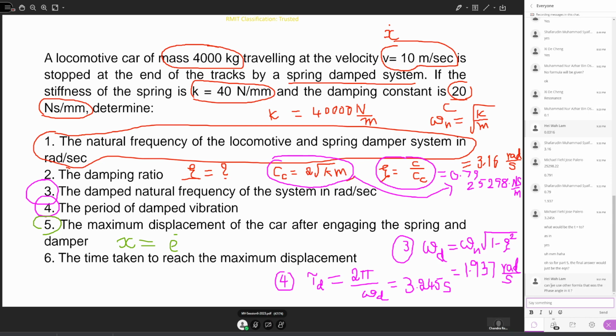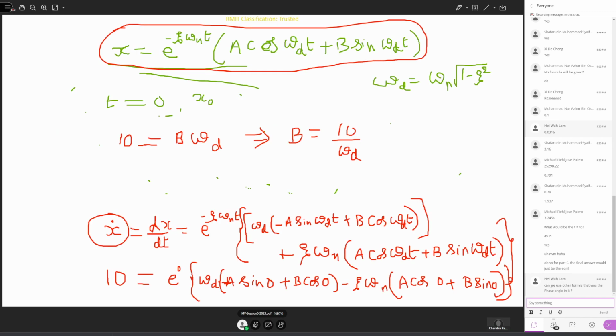Yeah, the maximum displacement of the car, so you can write the a value and b value and substitute here. So that will be your response. You can also use any other different formulas, including the phase angle also.